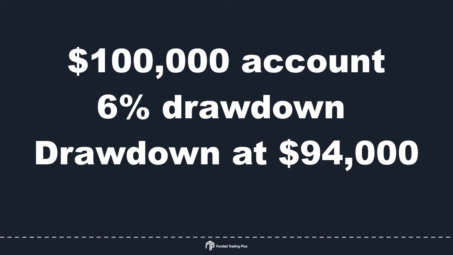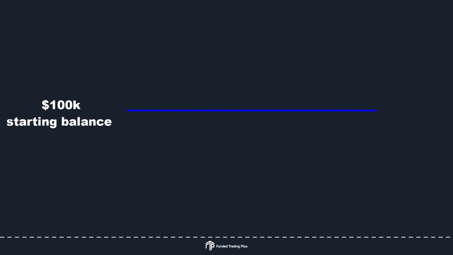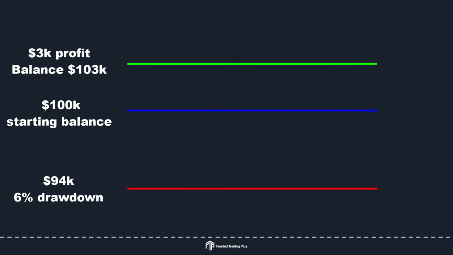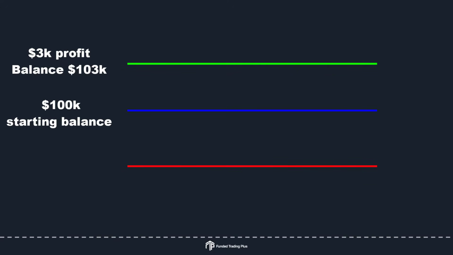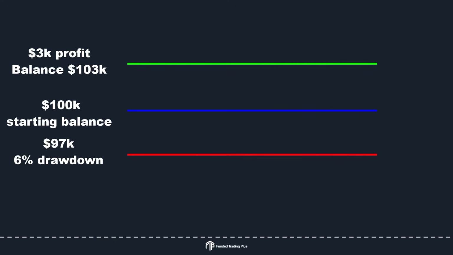Let's take our $100,000 experienced program as an example. Your new account starts at $100,000. You have 6% overall drawdown. This means the drawdown is at $94,000. Let's say you make $3,000, which is 3% of closed profit. Your balance now sits at $103,000. Your drawdown will have trailed $3,000 and will now be at $97,000.